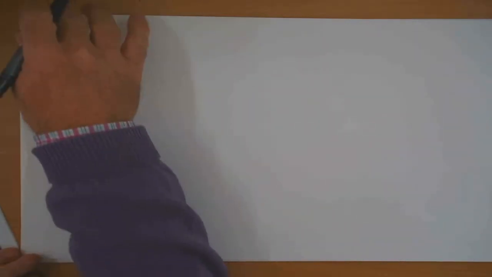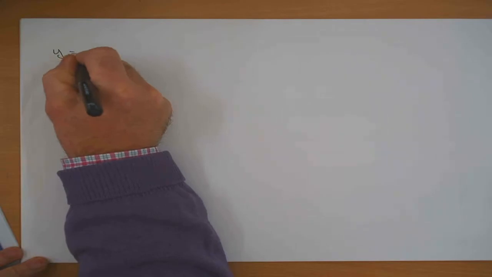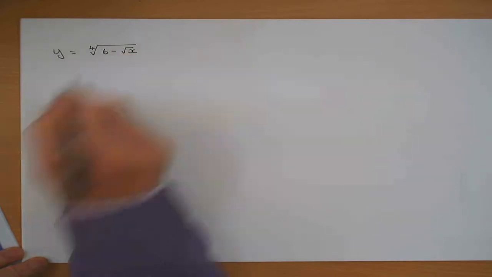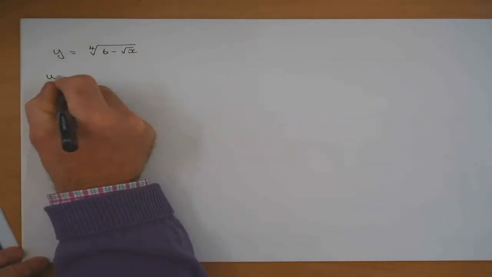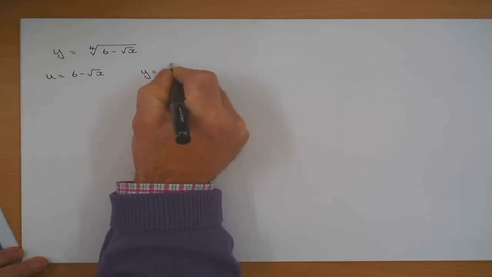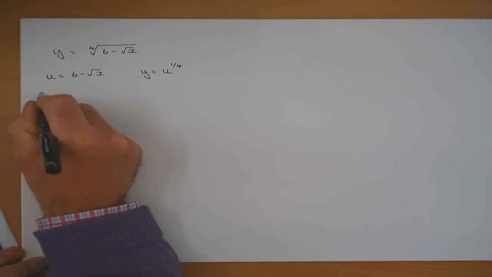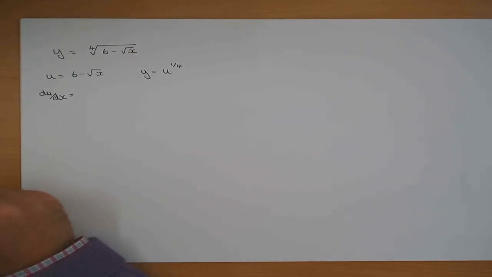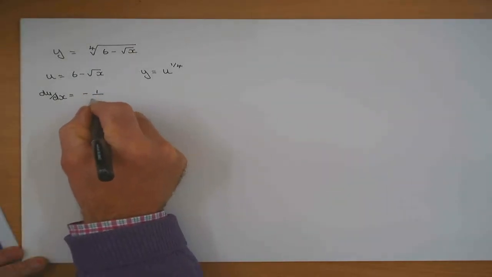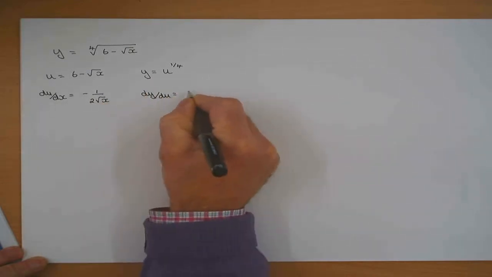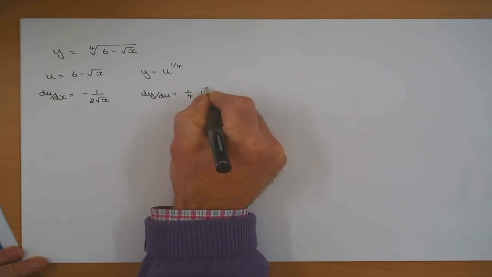I have really covered chain rules. If y was equal to the 4th root of 6 minus the square root of x, well, I'd let u equal to 6 minus the square root of x, and y be equal to u to what power? 1/4. du/dx would become, differentiate 6 to 0, minus the square root of x, minus 1 over 2 root x. And dy/du, u to the quarter, a quarter u to minus 3/4.